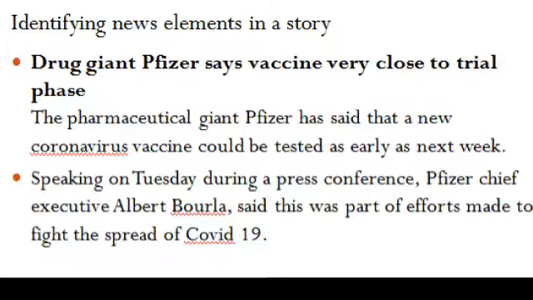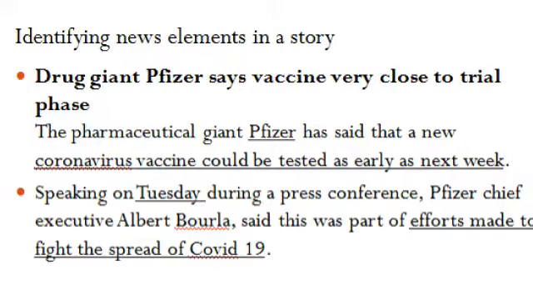We have another example here. Drug giant Pfizer says vaccine very close to trial phase. The pharmaceutical giant Pfizer has said that a new coronavirus vaccine could be tested as early as next week. Speaking on Tuesday, during a press conference, Pfizer chief executive Albert Bola said this was part of efforts made to fight the spread of COVID-19. The who is Pfizer, the pharmaceutical giant.